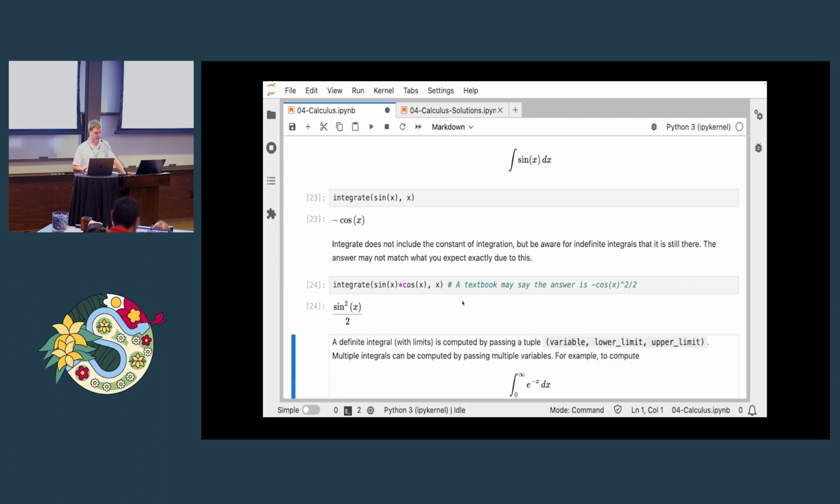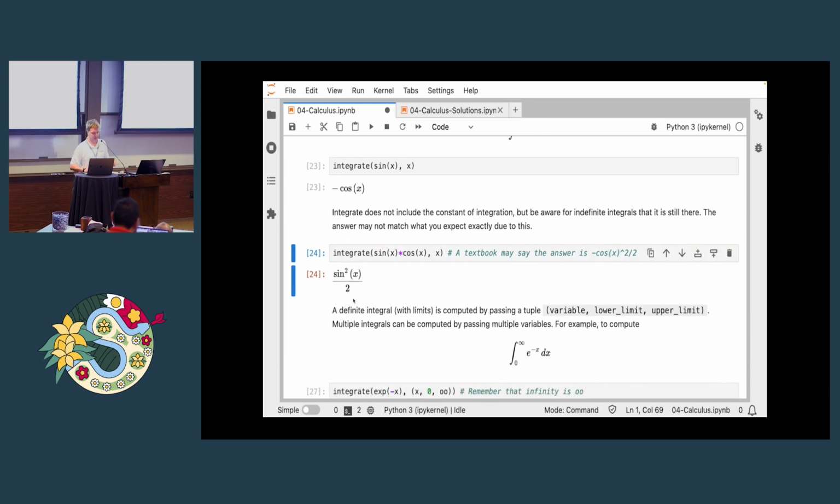So for example, a textbook might say that the integral of sine x cosine x is negative cosine x squared over 2, but integrate will tell you it's sine x squared over 2, which seem like different expressions, but they actually only differ by a constant.